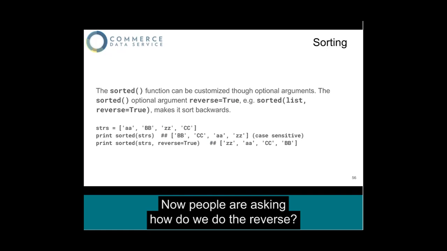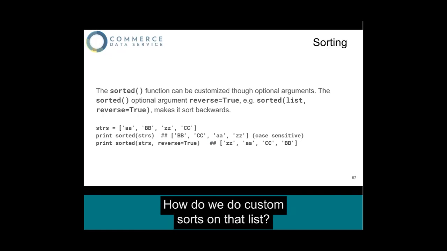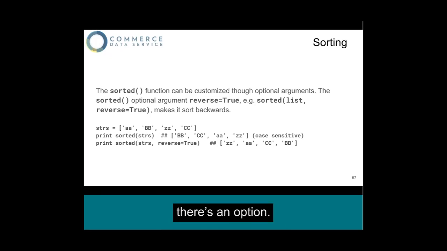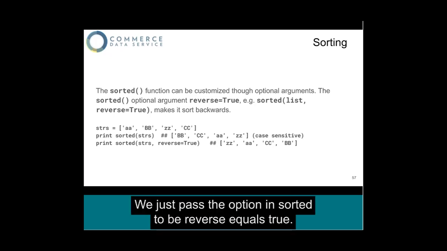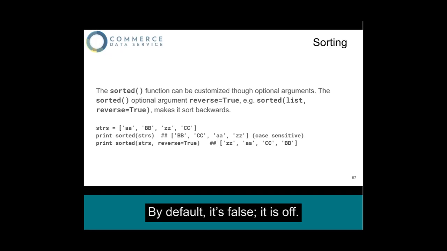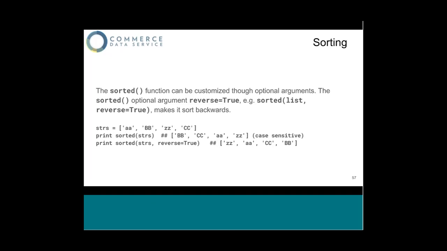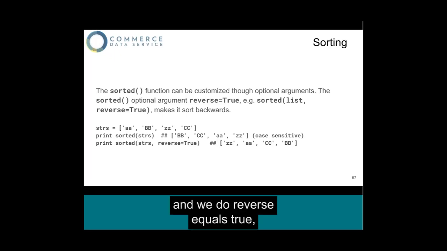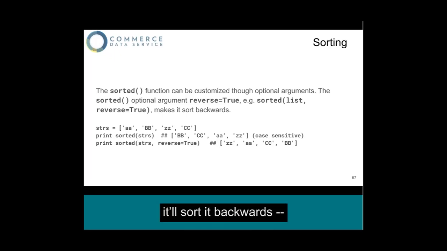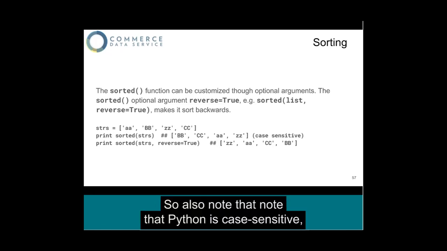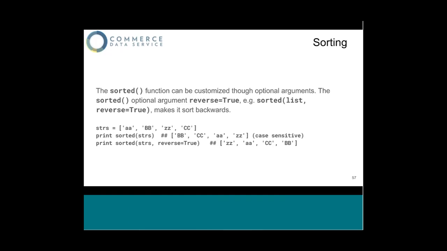Now people are asking, how do we do the reverse? How do we do custom sorts on that list? Typically, if we want to reverse, there's an option. You just pass the option in sorted to be reverse equals true. By default, it is false. It is off. So you'll see on the third line, if we sort the string and we do reverse equals true, it'll sort it backwards, in descending order. You'll also note that Python is case sensitive, so the sort is also case sensitive.